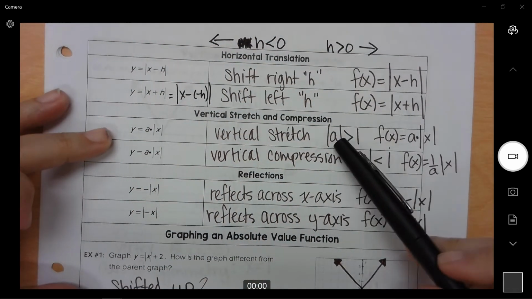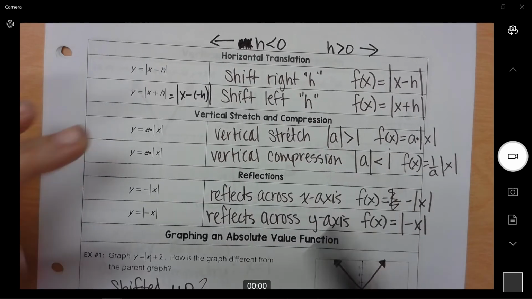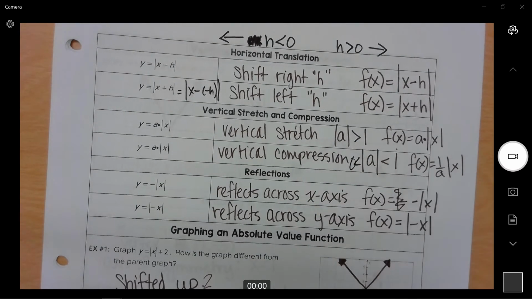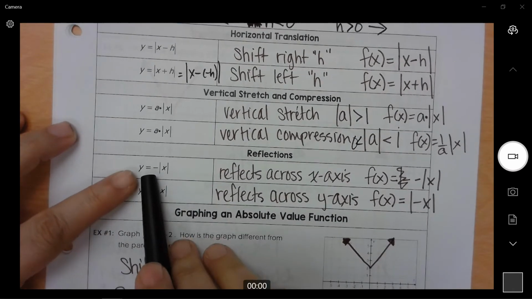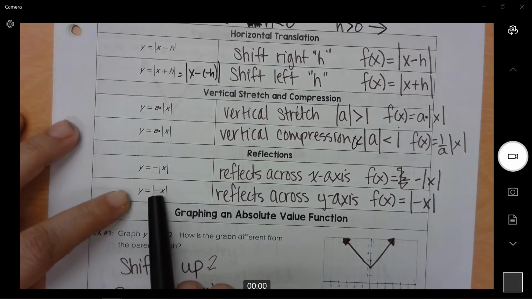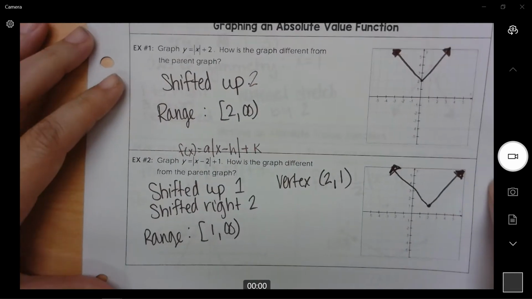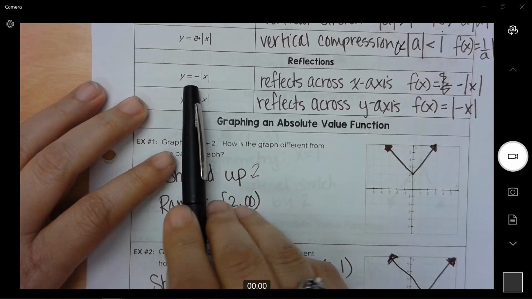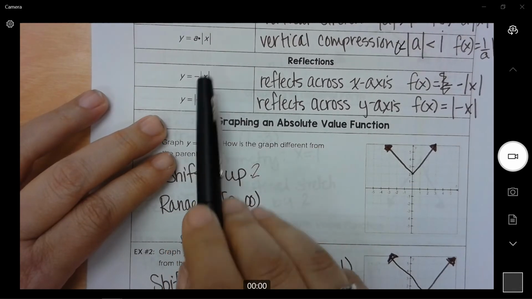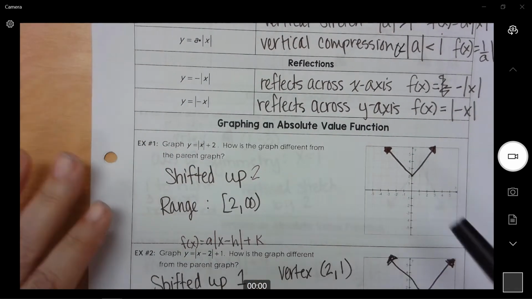Okay. When a is bigger than 1, we're going to do a vertical stretch. When a is between 0 and 1, it's a fraction, so we do a compression. If there's a negative on the outside of the absolute value, we reflect across the x-axis. When the negative is inside, it affects the x's. So when the negative is on the outside, it's affecting the y value in your points. When it's on the inside, it affects the x values of your points.